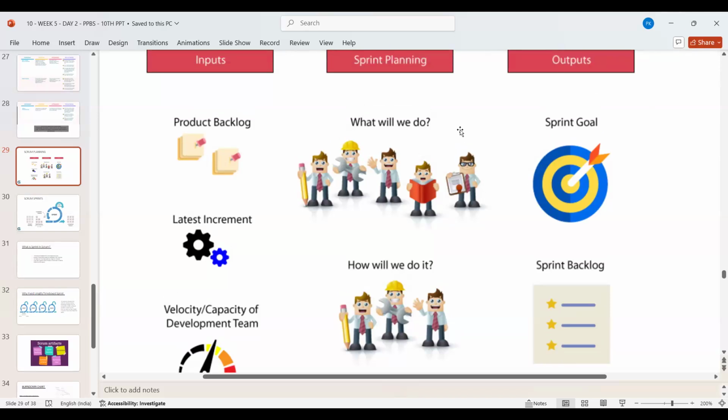Any doubts on this screen? This image, easy to understand? Yes, simple, great.